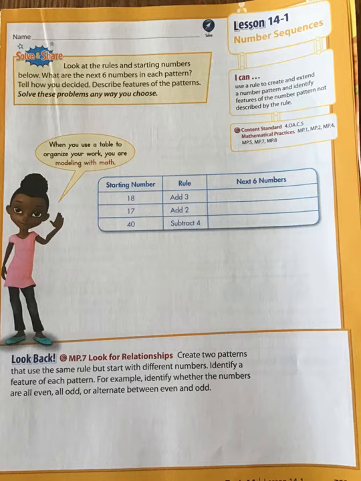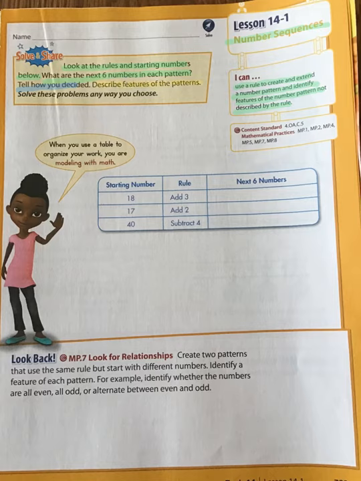Before we do, in this lesson, we are looking at number sequences. By the end of the lesson, it says, I can use a rule to create and extend a number pattern and identify features of the number pattern not described by the rule. Solve and share. Look at the rules and starting numbers below. What are the next 6 numbers in each pattern? Tell how you decided, and also we need to describe the features of the pattern.